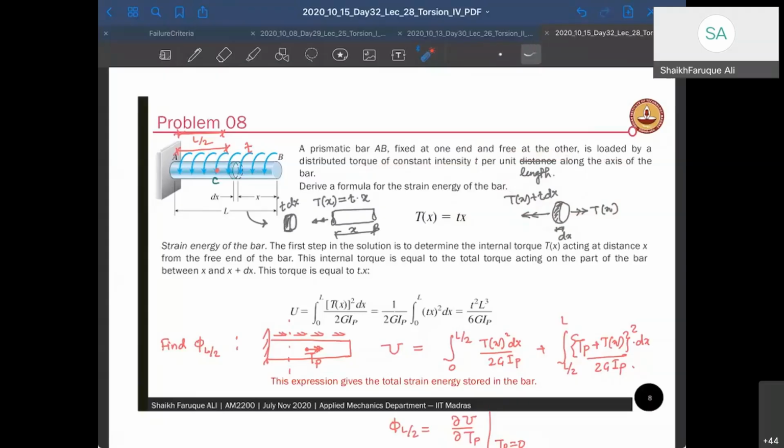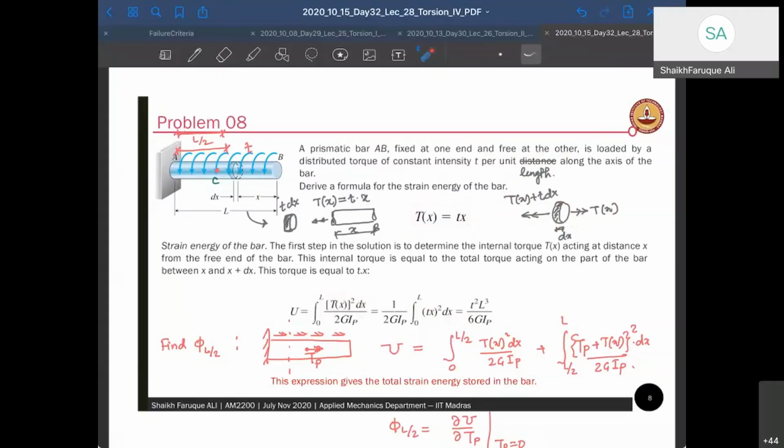So how are we going to find the strain energy of the problem? The strain energy for this small section is going to be Tx square by 2 GIP into dx, assuming it is almost constant within this small section. Now for the whole cross section, I have to integrate over the whole length, so integrate between 0 and L. Once you do that integration, you can put in what this capital Tx is. The capital Tx is going to be small t into small x.